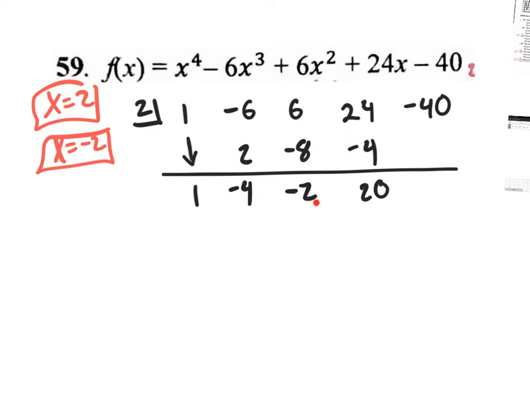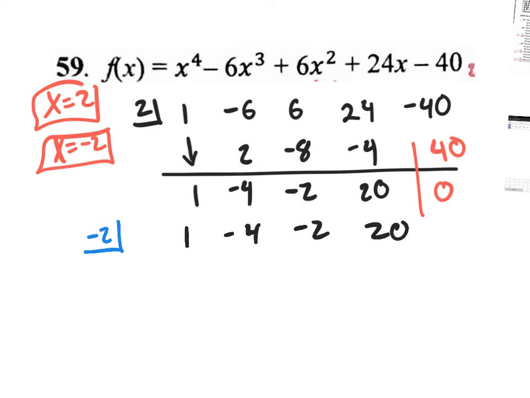As you go up, you multiply. 2 times 20, that gives me 40. And yes, the remainder is 0. That does not surprise me. Why? Because I know for a fact, using Desmos, that x equals 2 is a solution. Okay, so what could we do now? We could continue to substitute our next answer with the coefficients of the depressed polynomial, right? So let's plug in that negative 2 using these coefficients, the 1, the negative 4, the negative 2, and the 20.